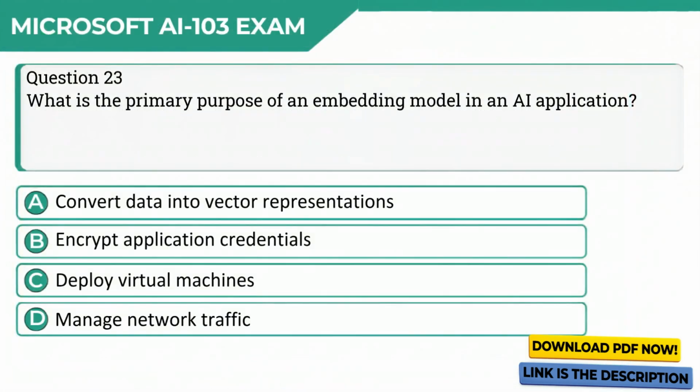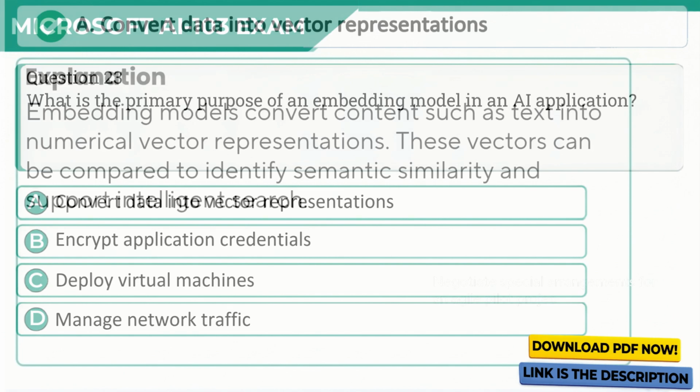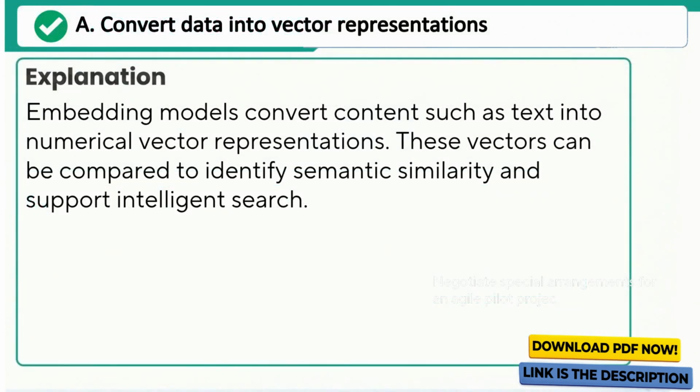Question 23. What is the primary purpose of an embedding model in an AI application? A. Convert data into vector representations. B. Encrypt application credentials. C. Deploy virtual machines. D. Manage network traffic. Correct answer A. Convert data into vector representations. Explanation: Embedding models convert content such as text into numerical vector representations. These vectors can be compared to identify semantic similarity and support intelligent search.